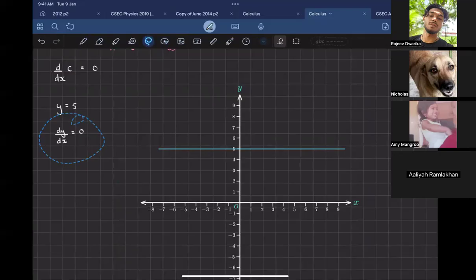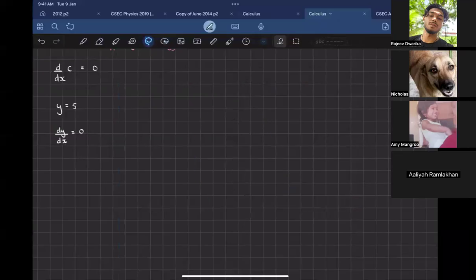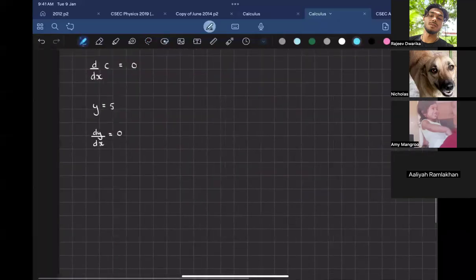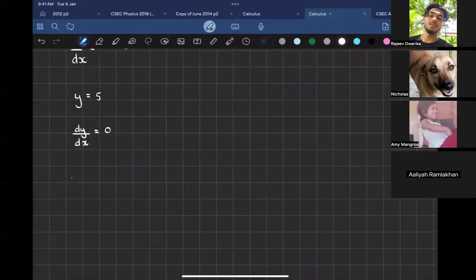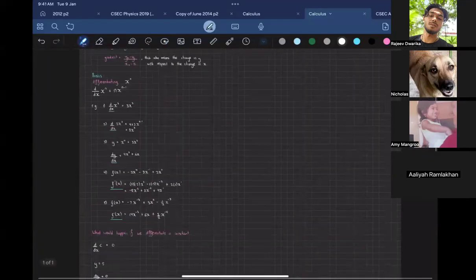So what I'm saying is dy/dx means gradient. Anytime you find the first derivative of a function, you're finding the gradient function. The gradient of a flat line is 0. Gradient is how steep something is. If it's flat, then it's not steep at all. So if we had f of x, let me just change the color for this.